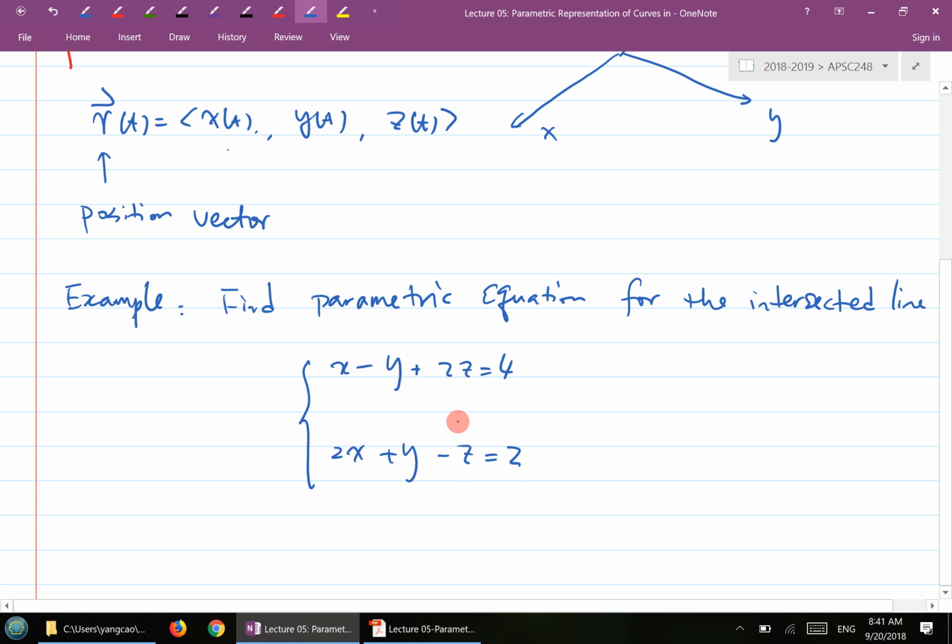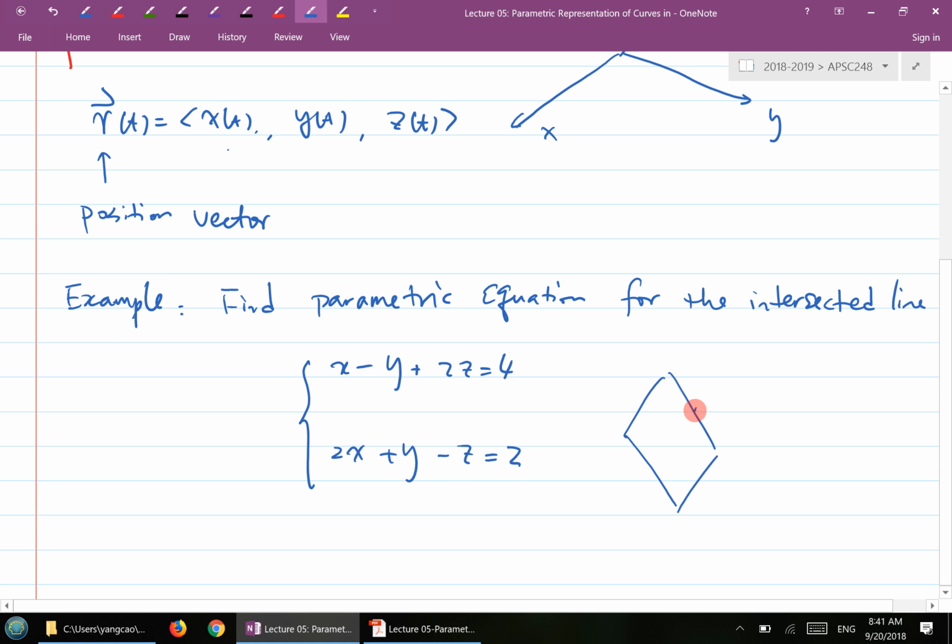So think about it. What can you do? When you have two planes and are trying to find the line equation, I need to find a point on the line, or basically find a point in the intersection of the two planes, and I also need to find a parallel vector for the line.